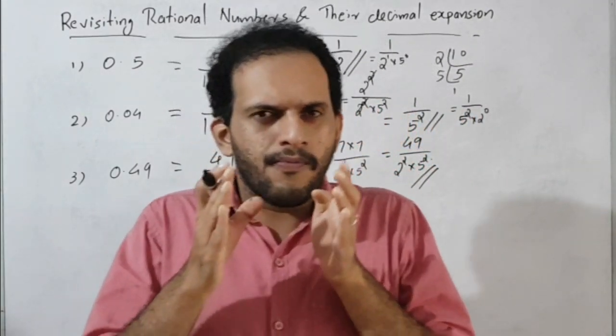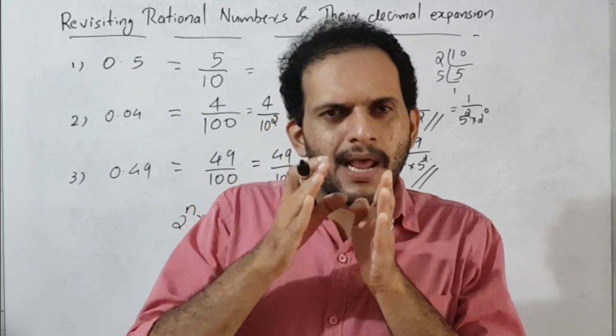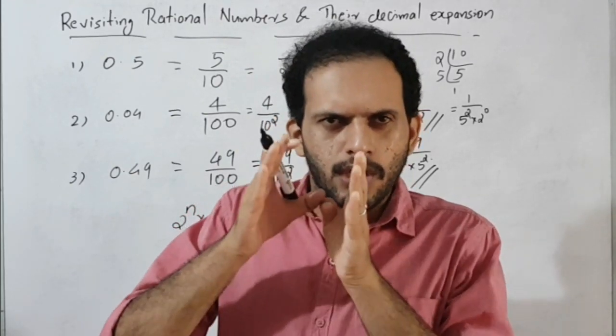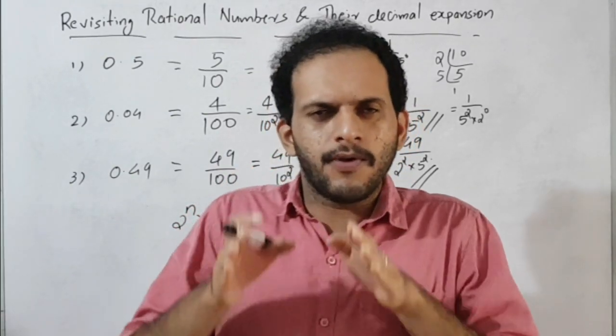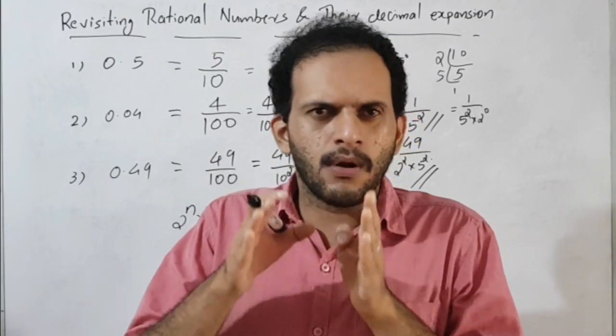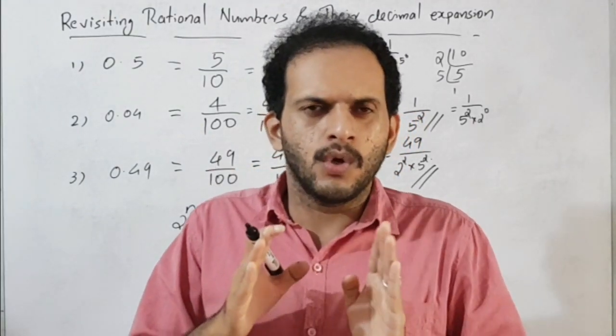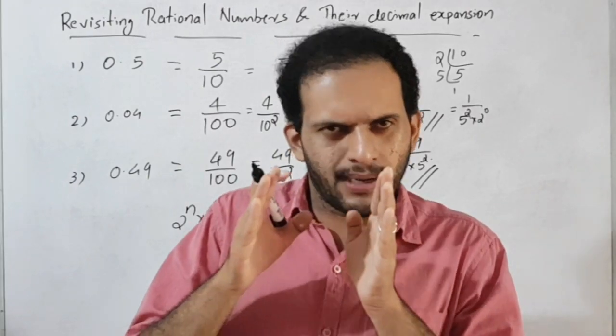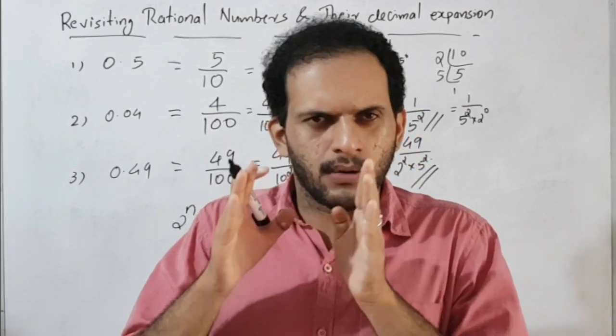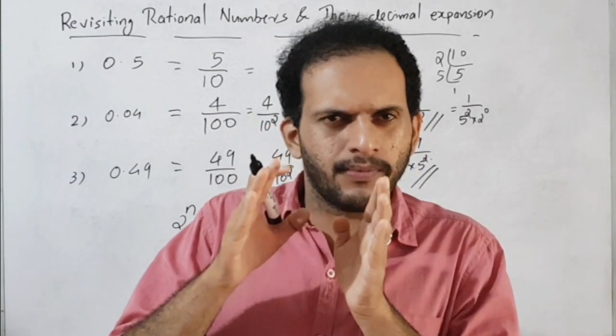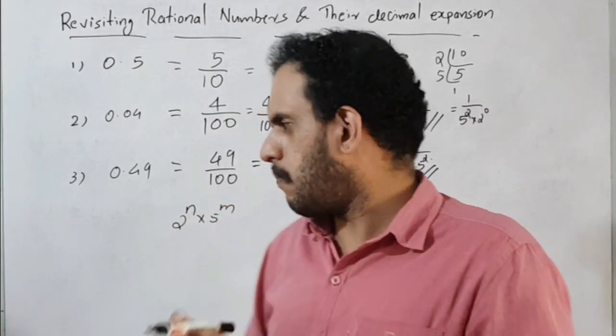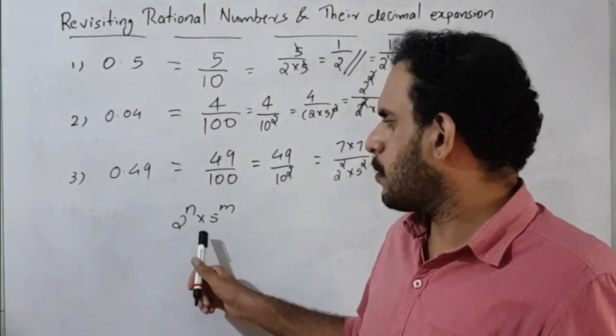In the case of a rational number, if the decimal expansion of the rational number is terminating, if we factorize the denominator of that rational number, you will get the factors of the denominator only in the form of 2 raised to n into 5 raised to m.